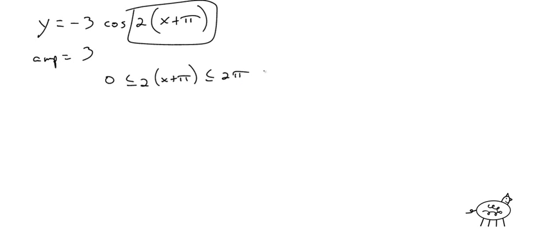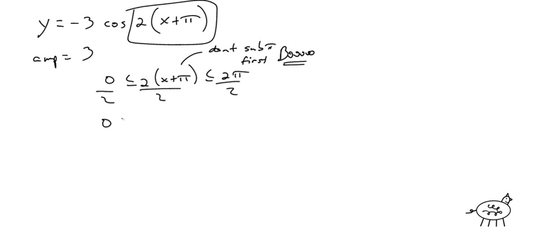Now, math fans, this is a really bad algebra mistake: to subtract pi first. You guys need to understand, it's 2 parentheses x plus pi. What do you do first? You've got to divide both sides by 2. So don't subtract pi first. Boo. That's really, really bad.